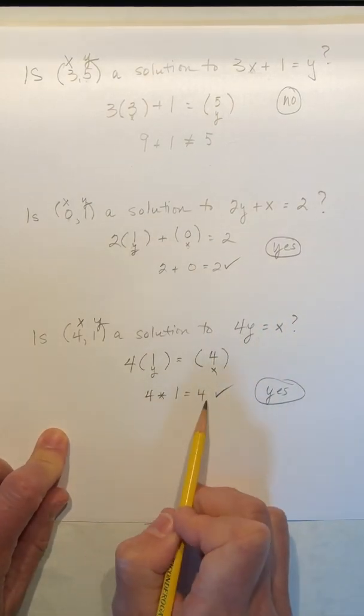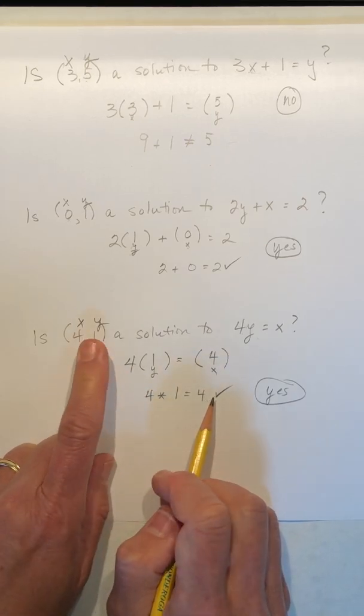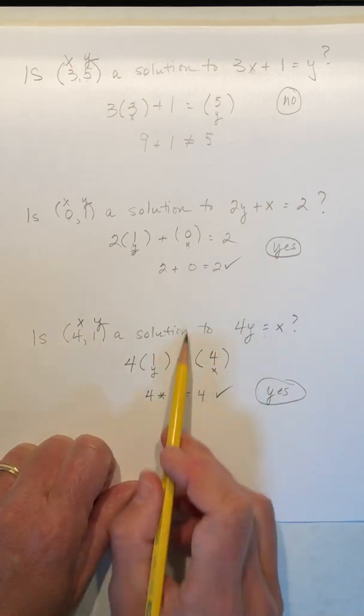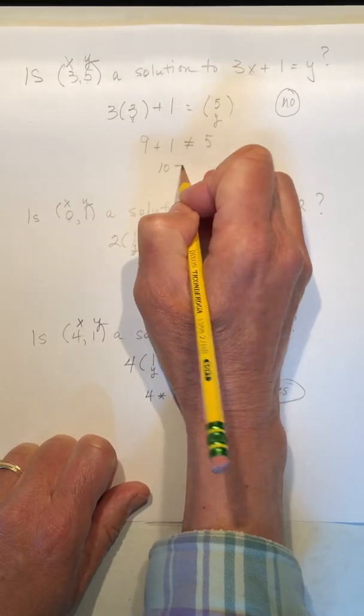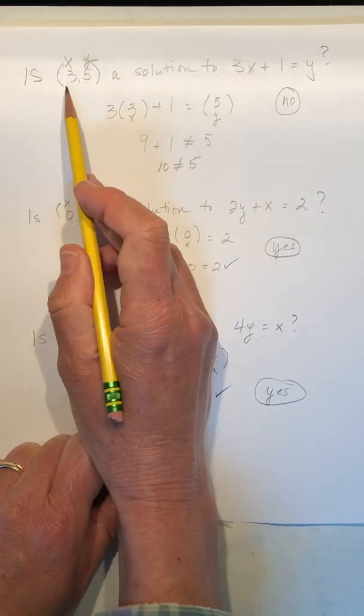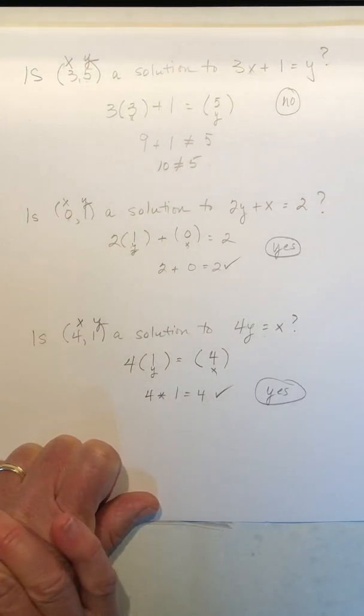So when both sides of the equation come out to be the same, it means that yes, that ordered pair is a solution to the equation. Up here, we came out with this crazy thing, and 10 is certainly not equal to 5. So these values did not make that equation work.